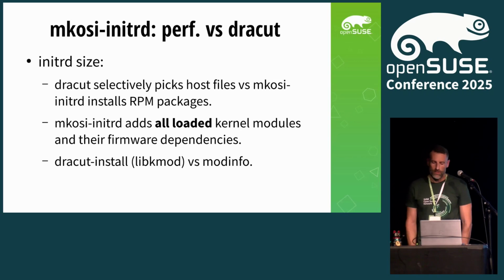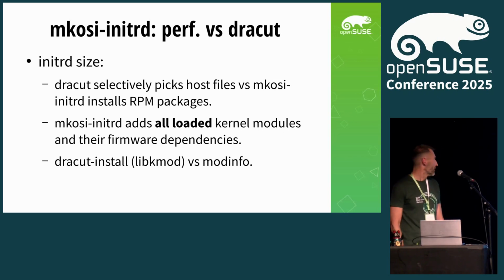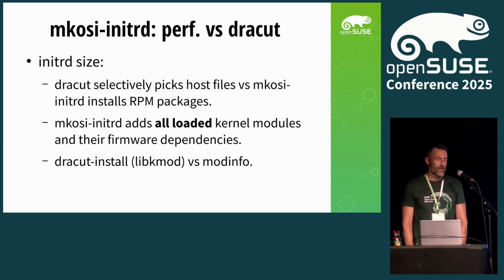So this is a summary of what we already said. Dracut picks host files, and mkosi-initrd installs packages. mkosi-initrd adds all loaded kernel modules from the system, and there is the difference between the binary helper and calling modinfo directly.